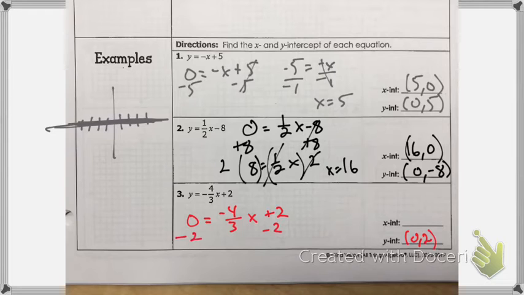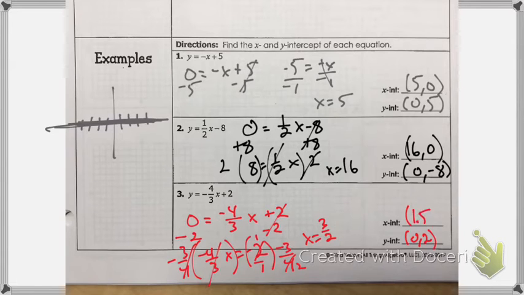I'm going to subtract 2. So negative 4/3 x is negative 2. I'm going to multiply both sides by negative 3/4. Cross simplify, and I get positive 3/2. So I'm going to write 1.5, 0. I think 1.5 is just easier in my head to put a spot on a graph than 3/2. Yeah, unless your graph had a scale by halves, then 3/2 would be kind of nice. But cool.